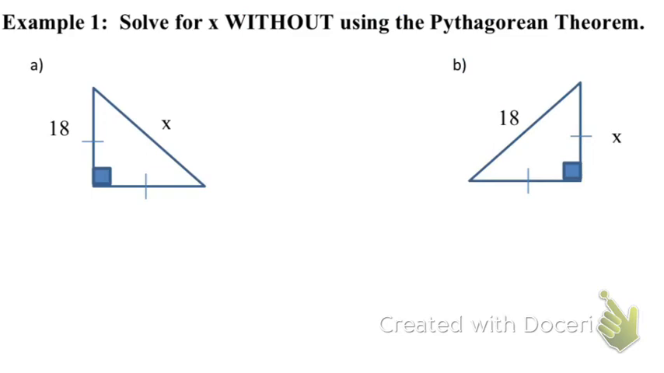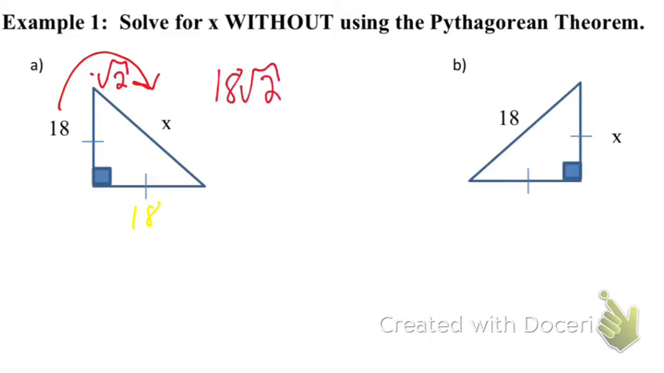I'm going to try example 1a and example 1b, without using the Pythagorean theorem. So on example 1a, the other leg's 18, but we don't necessarily need to know that. How do I go from the leg to the hypotenuse? We just said we do what? Multiply by the square root of 2. So we just literally write 18 times the square root of 2.